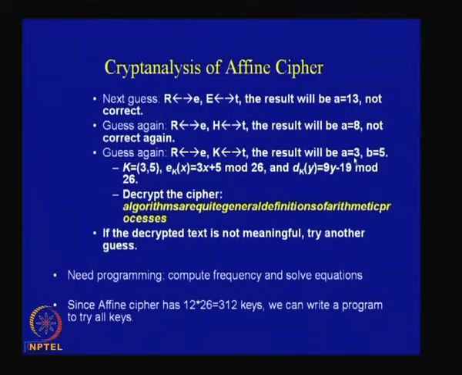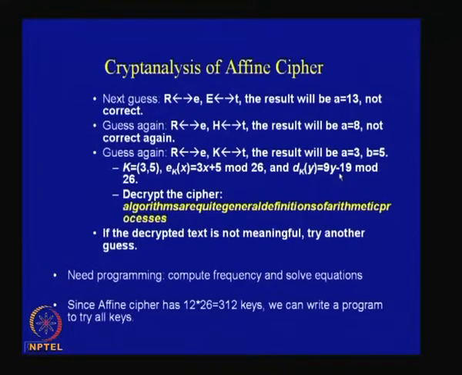We now think that this is correct, because if I take the GCD of A and 26, I indeed get 1, and therefore the formula can be 3x plus 5 mod 26, which is the encryption of x when K is used as the key. The corresponding decryption function is obtained as 9y minus 19 mod 26, and this decryption function exists because the GCD of A and 26 was equal to 1. This we have discussed in the last class.